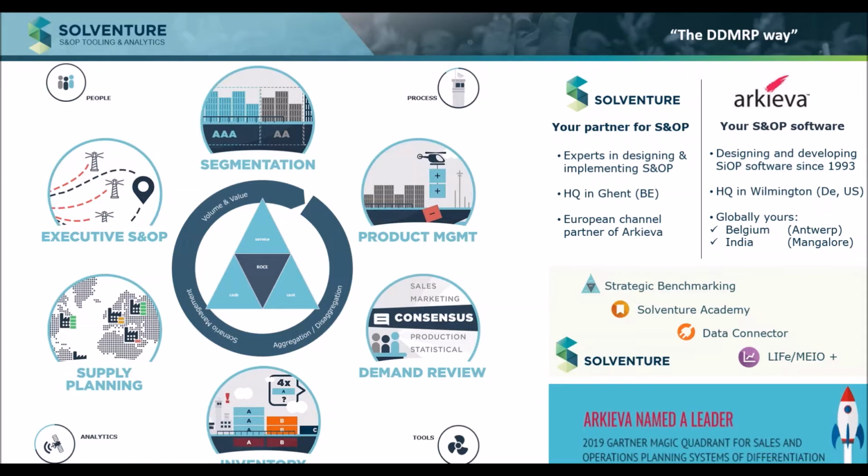On the tooling side, we have the Arqiva S&OP software. We implement this software; we are the European implementation partner. This software can support each of the 6 building blocks I mentioned before, and is also listed as a leader in the Gartner Magic Quadrant. To make sure that our Arqiva tooling system can communicate with all of your other systems, like for example an ERP system or a CRM system, we also invested in a data connector.